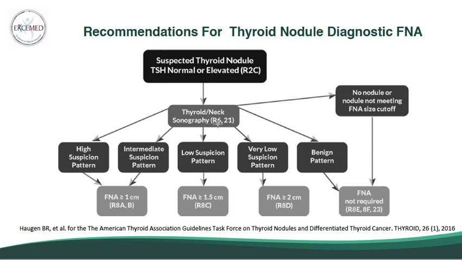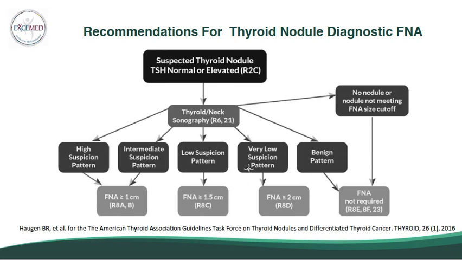And based on the features in the neck ultrasound, you'll be able to classify the risk of malignancy based on the appearance. If the nodule has a high suspicion or intermediate suspicion pattern, then you look at the size of the nodule. If it's more than or equal to 1 centimeter, then you're warranted to do an FNA. If it's smaller than 1 cm, it will be very difficult for the person doing the biopsy to accurately do the biopsy. So it's not really recommended to do a biopsy for less than 1 cm.